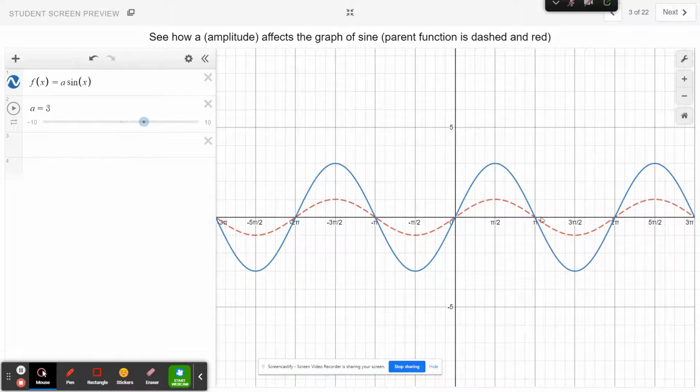The amplitude is the distance from the midline, which in this case is the x-axis. The distance is 3 because my A is 3. Even down here, remember distance is not negative, it's the absolute value, so that distance is still 3.